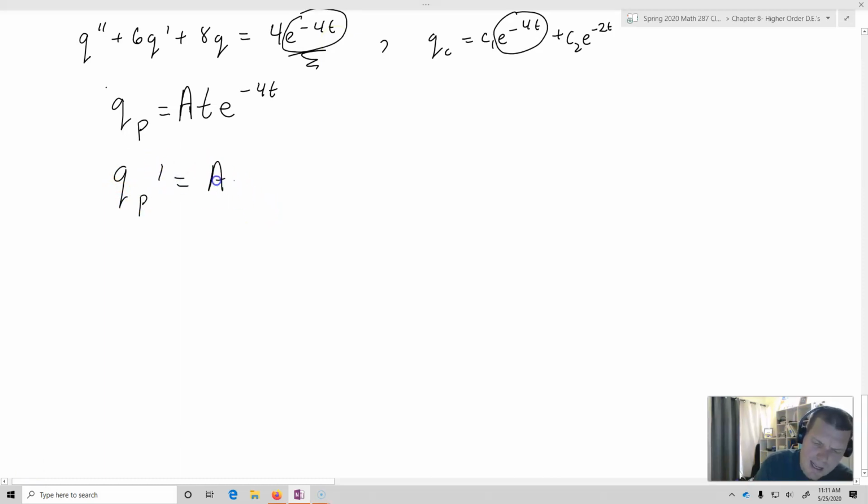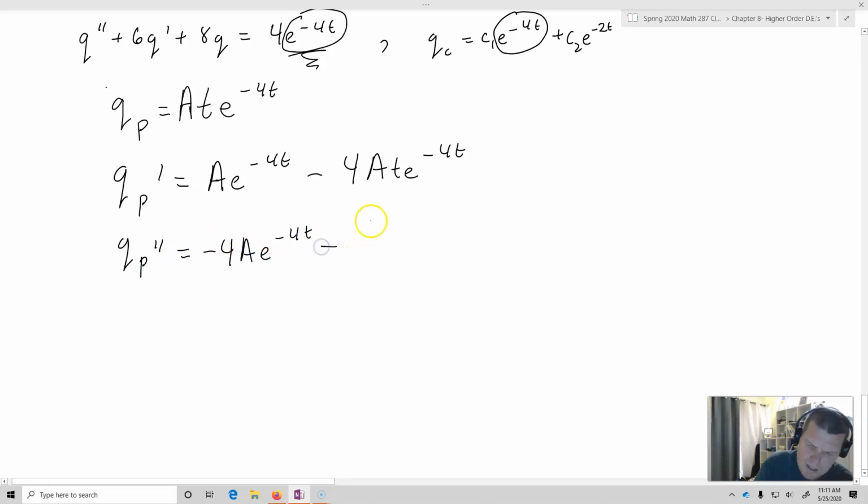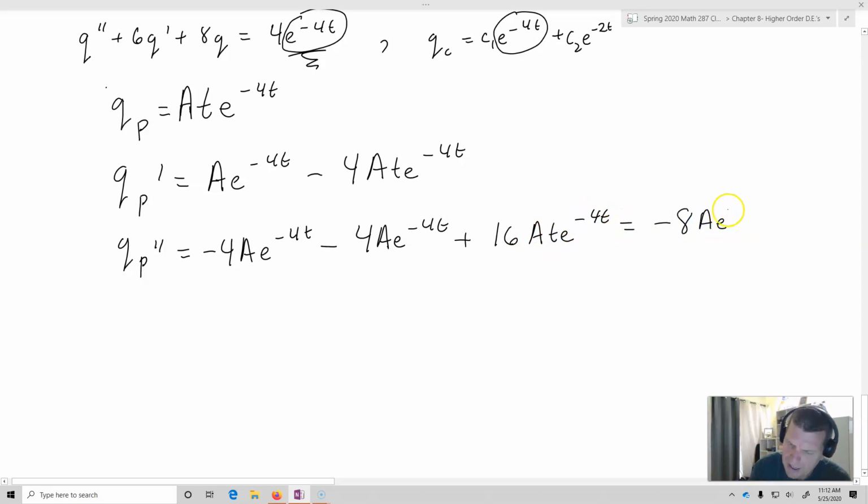QP prime is going to equal a e to the negative 4t minus 4 a t e to the negative 4t. And QP double prime then is going to equal negative 4 a e to the negative 4t minus 4 a e to the negative 4t plus 16 a t e to the negative 4t, and that equals negative 8 a e to the negative 4t plus 16 a t e to the negative 4t.